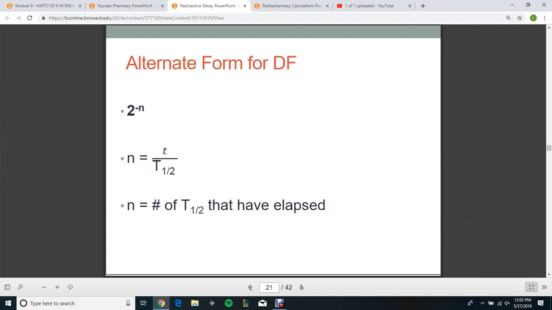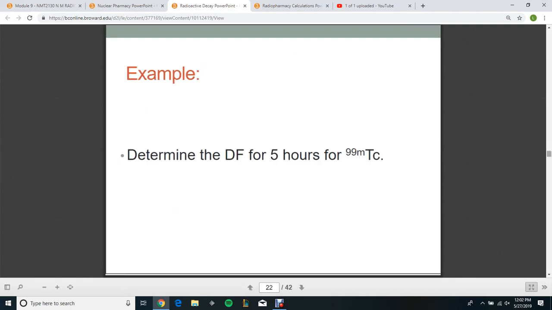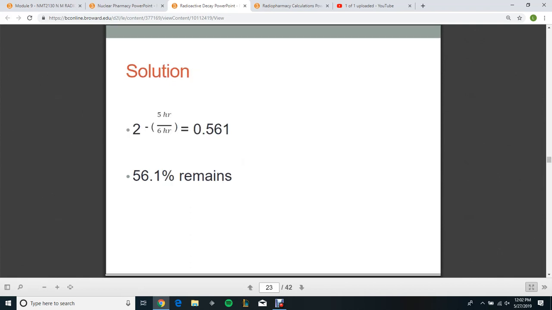Alternate form of the decay factor is 2 to the negative n. N is equal to time over the half-life. N is equal to the number of half-lives that have elapsed. Determine the decay factor for 5 hours of technetium-99m. So 2 to the negative 5 hours over 6 hours is equal to 0.561, which means 56.1% remains.